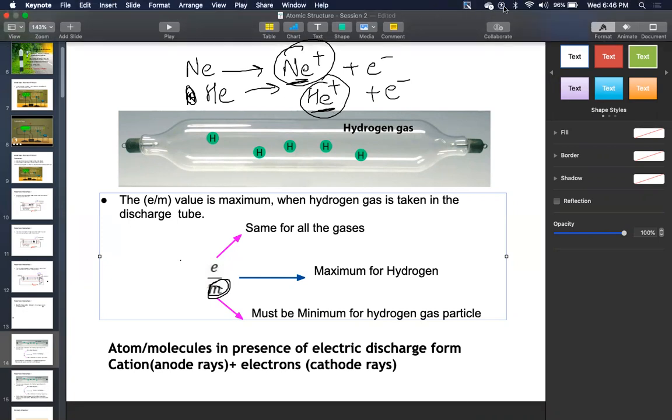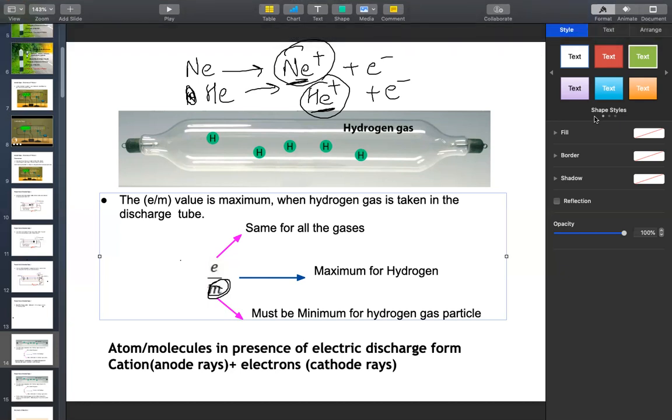It seems like no one is replying to my questions. Yes, sir. So protons don't constitute anode rays? No, who told you? I will tell you in which case it will be protons. As of now, I didn't tell you that protons constitute anode rays. As of now, I didn't even tell you that Goldstein found the protons. Goldstein just commented on the anode rays.